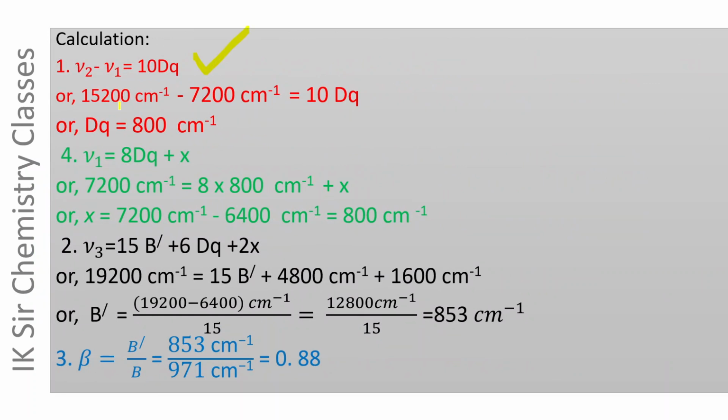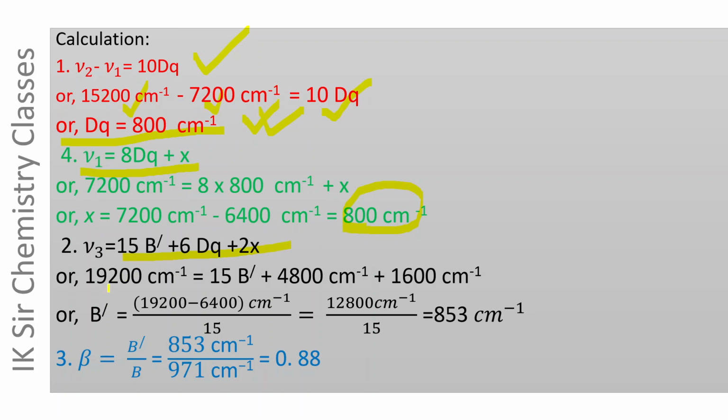And this is the value of nu2, this is the value of nu1. It is equal to 10 dq. On solving it, we get dq equal to 800 cm⁻¹. We have seen that nu1 is equal to 8 dq plus x. On putting the value of dq, we get x equal to 800 cm⁻¹. And nu3 is equal to 15B' plus 6 dq plus 2x.